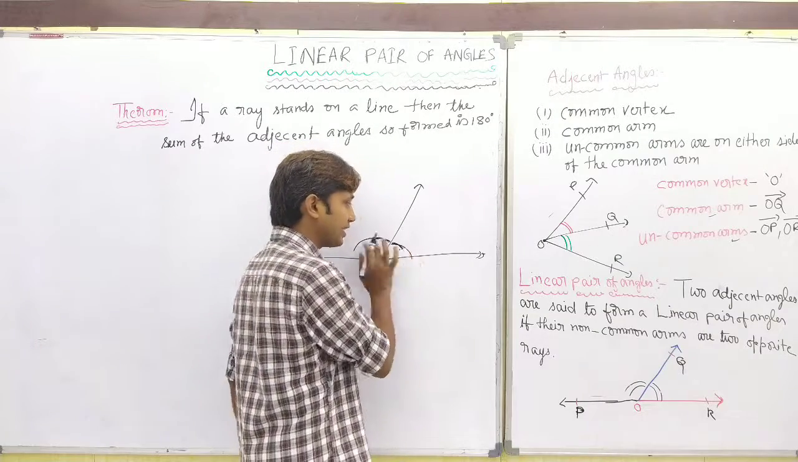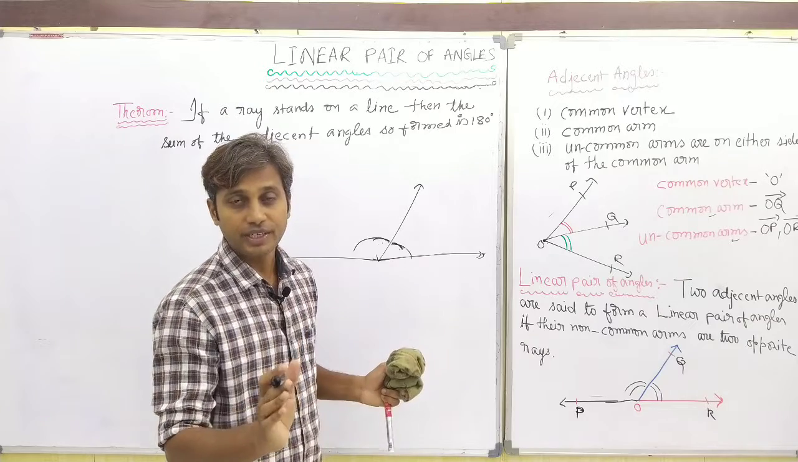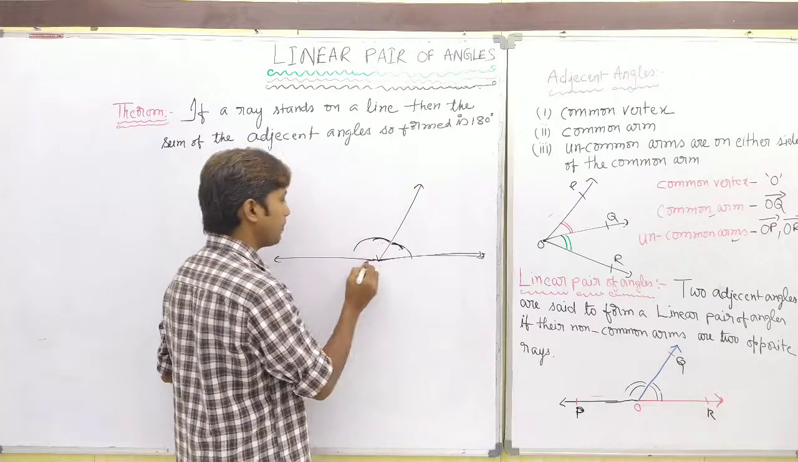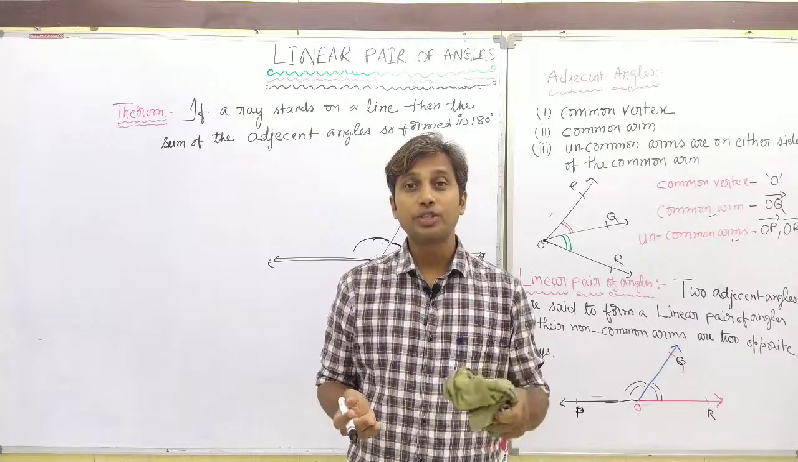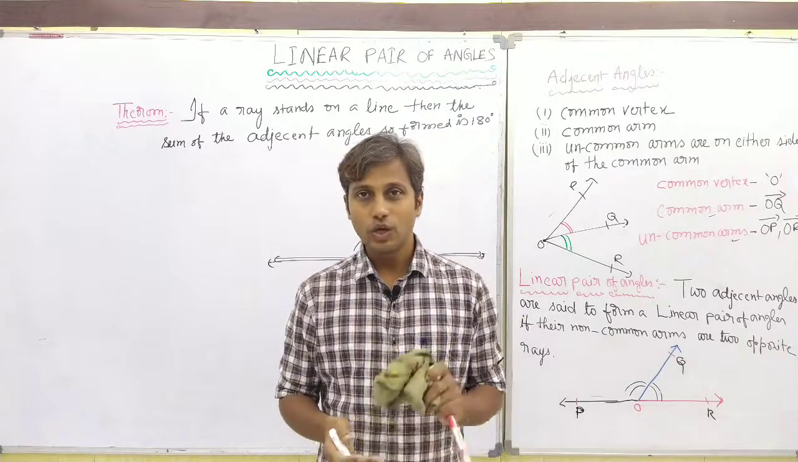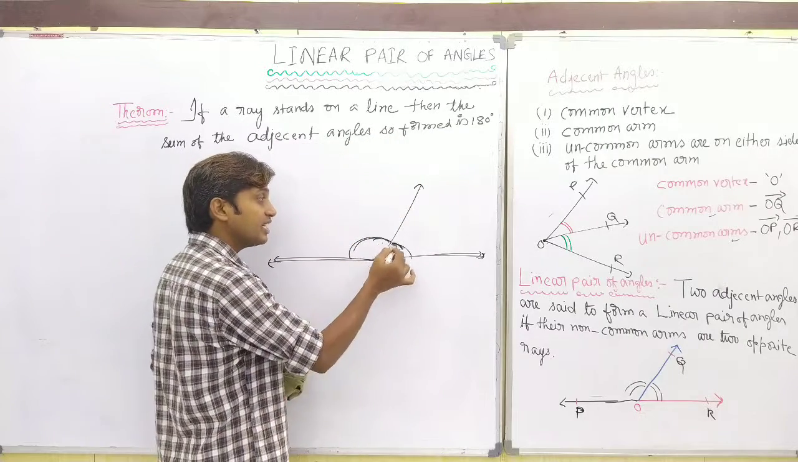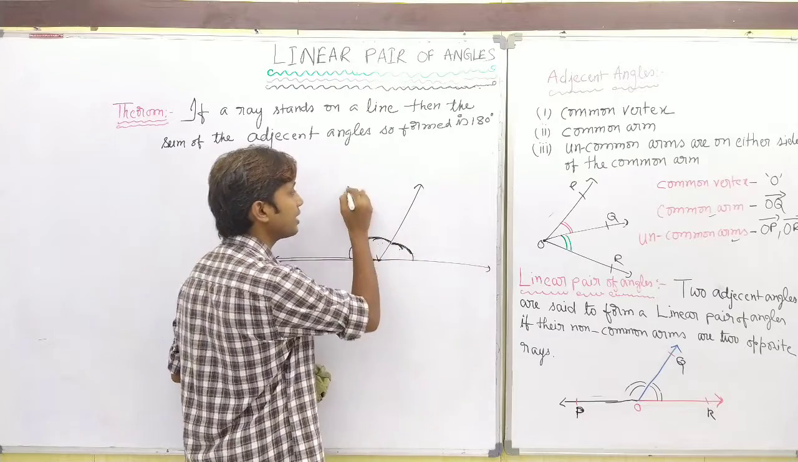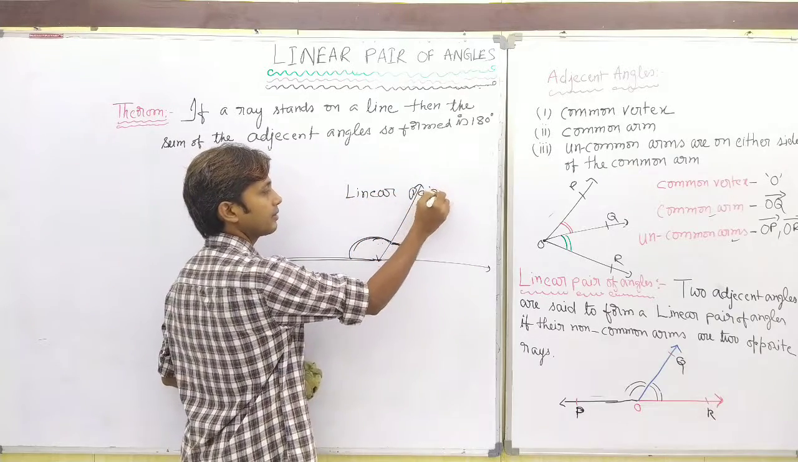So when you are changing these adjacent angles, at a particular instant of time, definitely these two rays, or two uncommon arms, will be oppositely directed to each other. Got that or not? So at that time, this adjacent pair of angles is called what? We call that a linear pair. What do we call that? Linear pair.